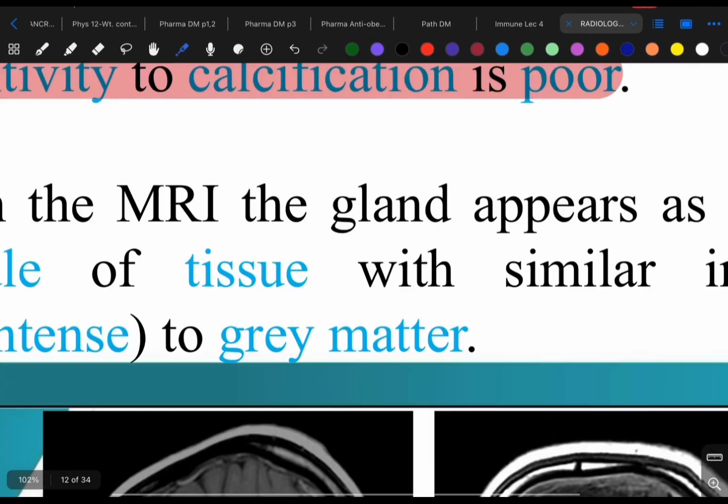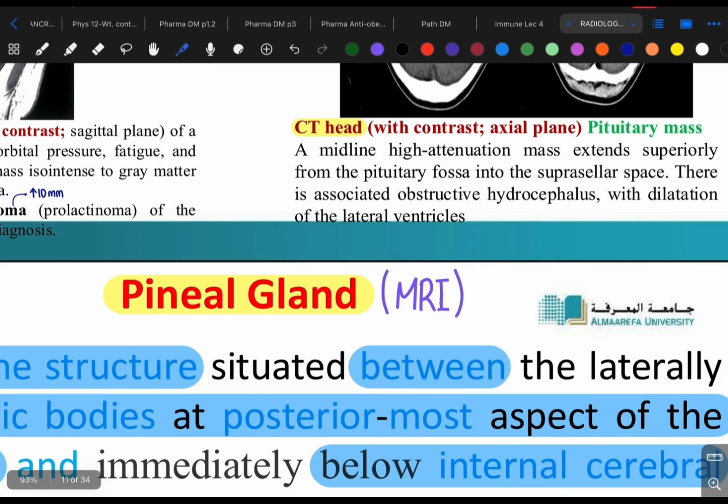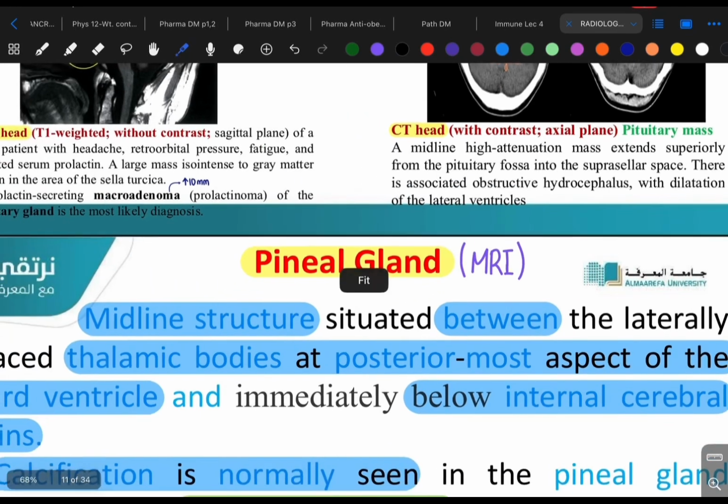However, if we see it on the CT here, we can clearly identify the pineal gland because it's white, and we said calcification shows on the CT. But the MRI is still the first choice for the pineal gland.